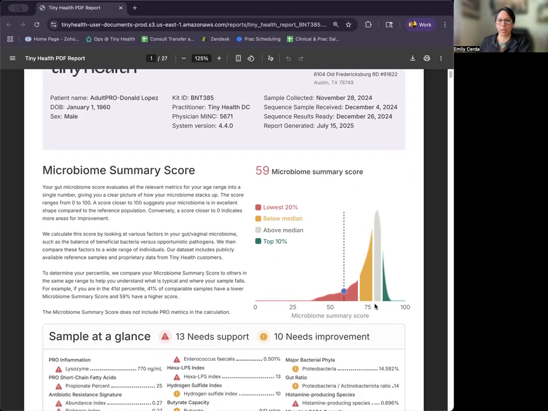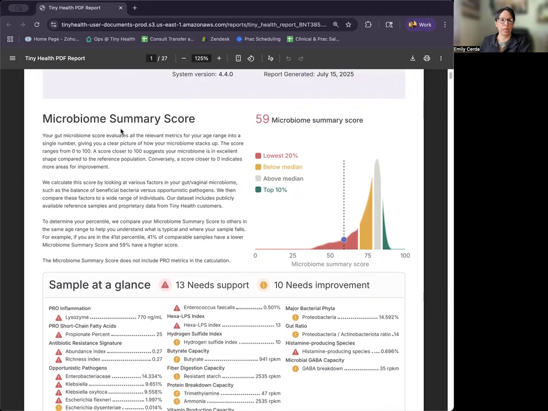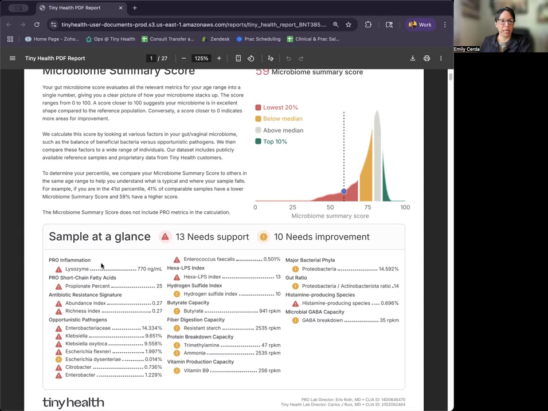Down below, you'll see a microbiome summary score. The summary score is described over here on the left, but this number, 59, is derived from an algorithm that takes all of the results into account. So the reds being in a needs support range, or we should take action on them. The yellows being in a needs improvement, actionable, but maybe a little less pressing than the reds. Gray metrics would be normal or typical for that age range for that individual. And then the greens would be more of an optimal or great range for us.